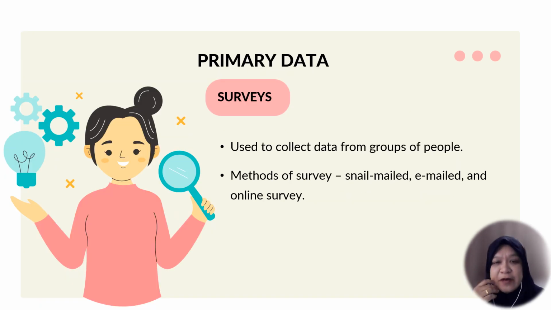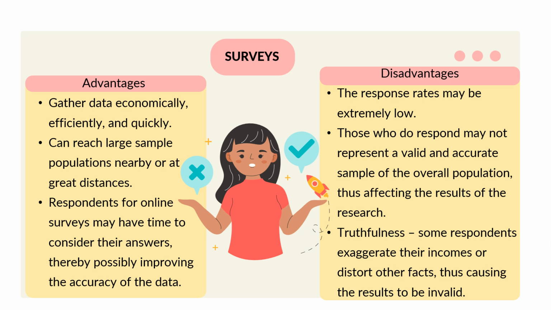For the primary data, we have survey. A survey is used to collect data from groups of people. In collecting the data, we can use snail mail, email, or an online survey. There are certain advantages and disadvantages of the survey. The advantages are that it can get the data economically, efficiently, and quickly. We can reach a large sample of the population nearby, and respondents can also be online.